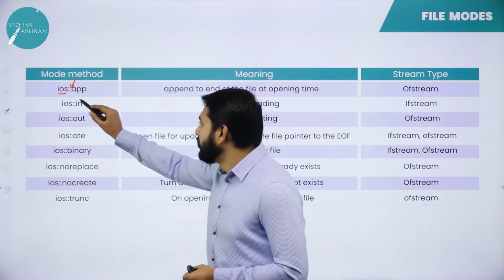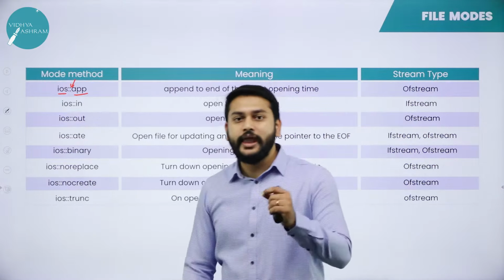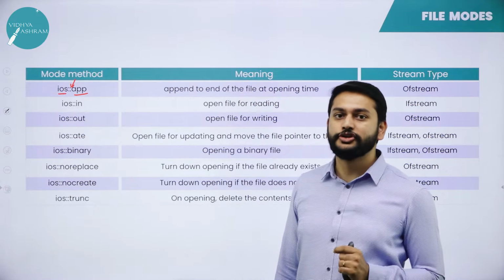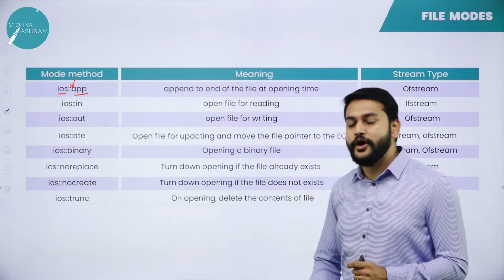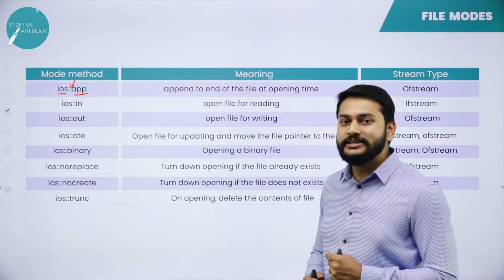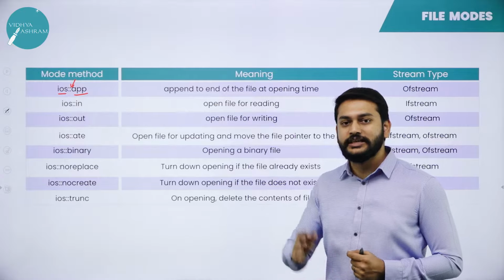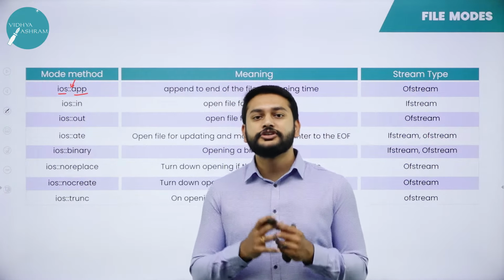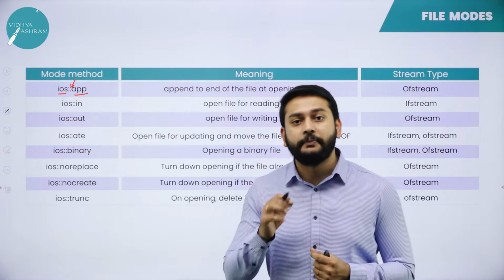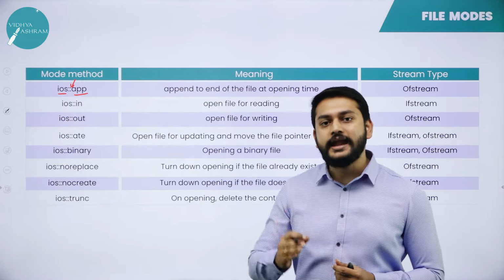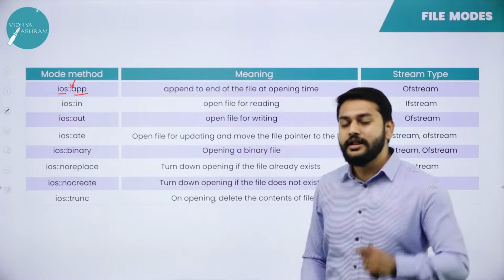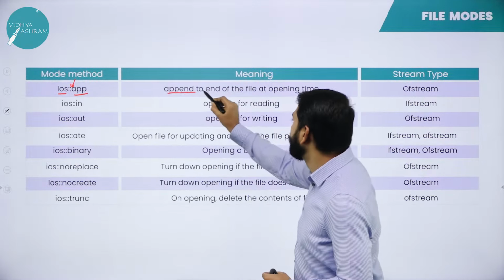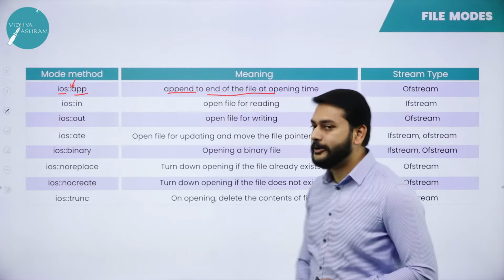Yes, coming back. So what is this? I'm using app. app is the name of the method that I'm trying to use here. What is app? Why do we use app? app means append. Why do we use this method? What exactly is the function of this method, append? Append means adding the content at the end. Let's come back to the meaning: append to the end of the file.